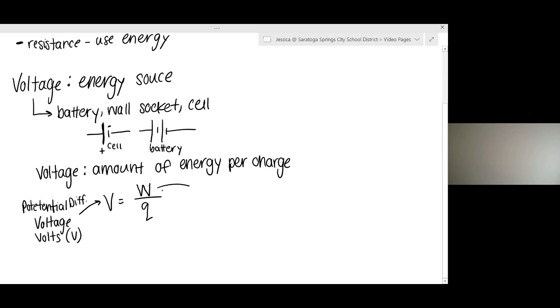This W represents energy, and that's going to be in joules, with the letter J. And this Q, which you might recognize from some stuff that we've already done, is the charge, and that's in coulombs, which is represented with the letter C. Or there's our Greek letter ohm, or omega, which is called an ohm.